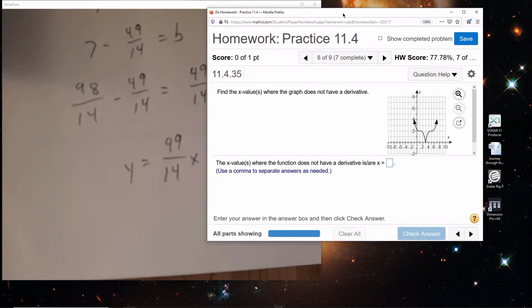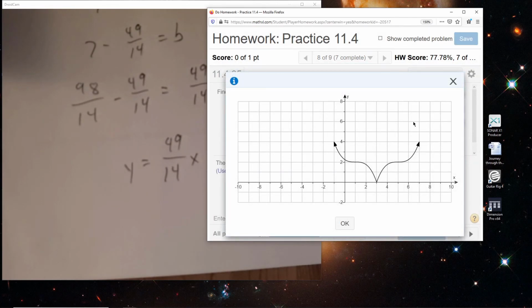Question 8. I don't think I'll need a piece of paper for this one. Find where the graph does not have a derivative. Now remember, the condition for the derivative existing, the function has to be continuous. So continuous means a solid line. So the graph they're showing us, this graph is everywhere continuous. So that's good. The other condition for the derivative is there can be no sharp corners. And you can see at 3, we have a sharp corner.